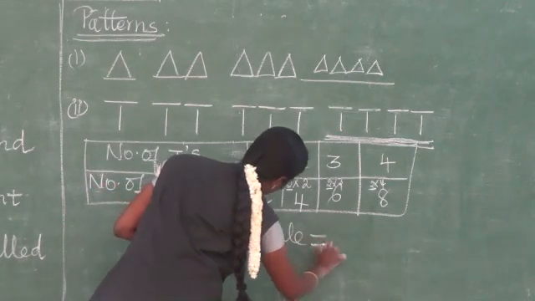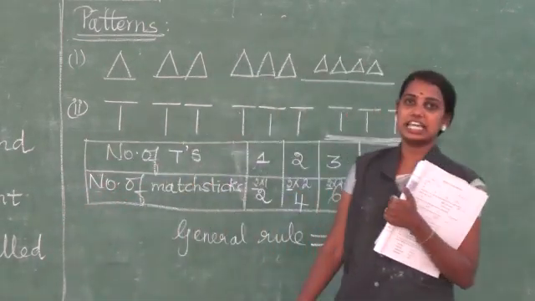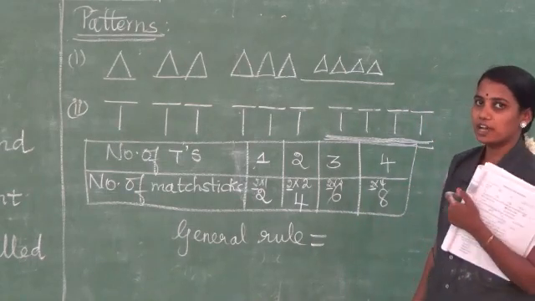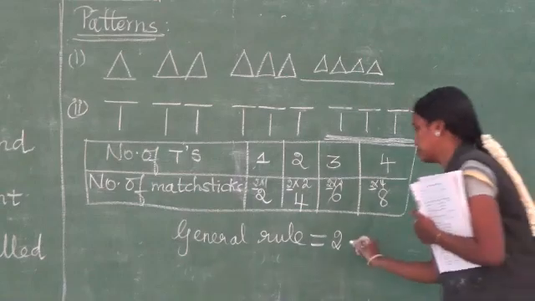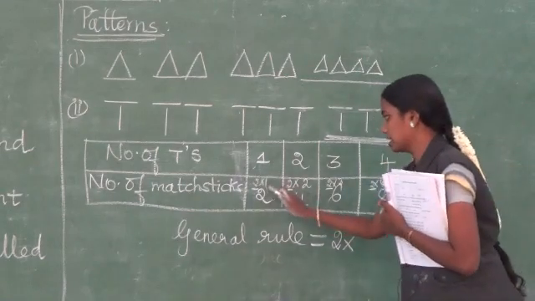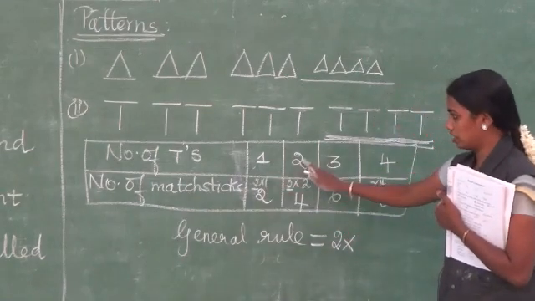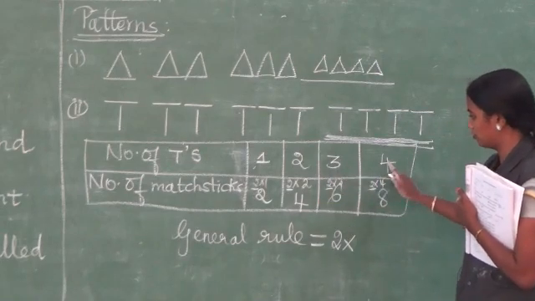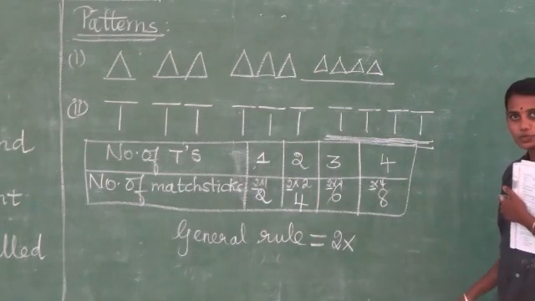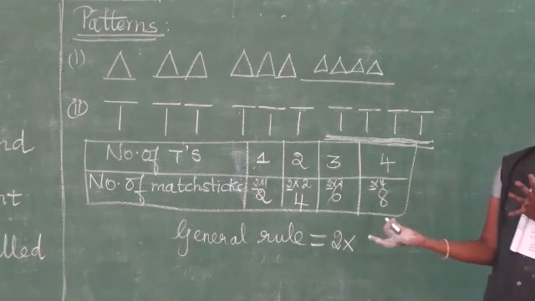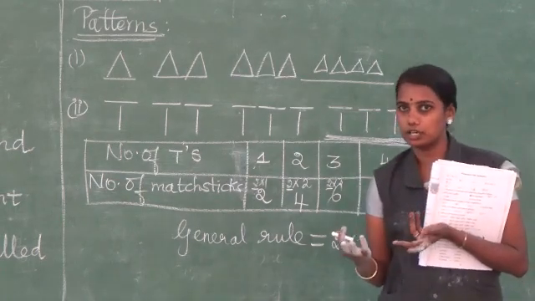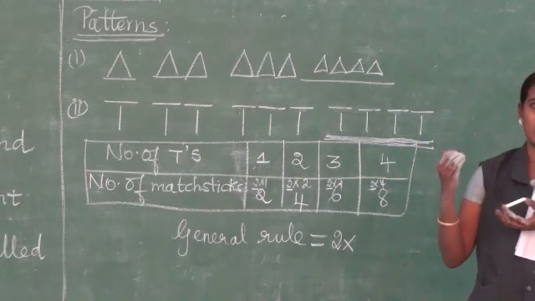The general rule is, for 1T, how many matchsticks? 2 matchsticks are fixed, with multiplication. These numbers are different. Yes or no? 1 means 1, 2 means 2, 3 means 3, 4 means 4. If 30, what will you do? We will multiply by 30. So it may be any number. It may be any number, which means an unknown number.